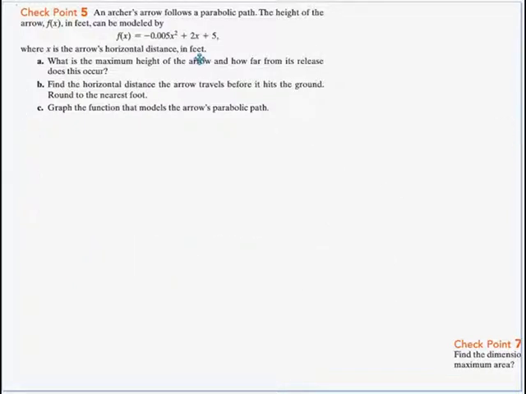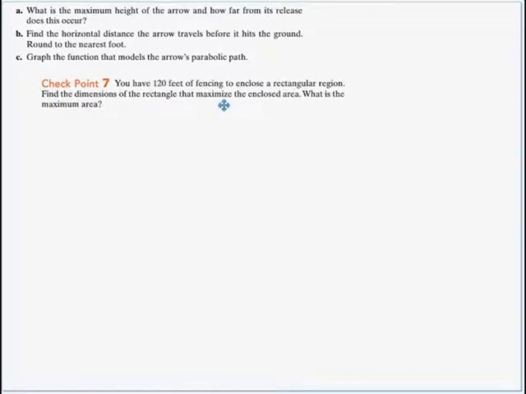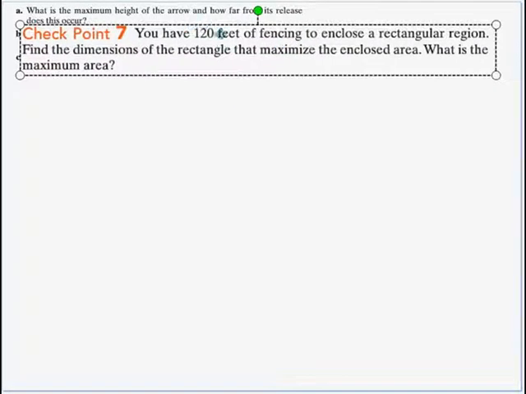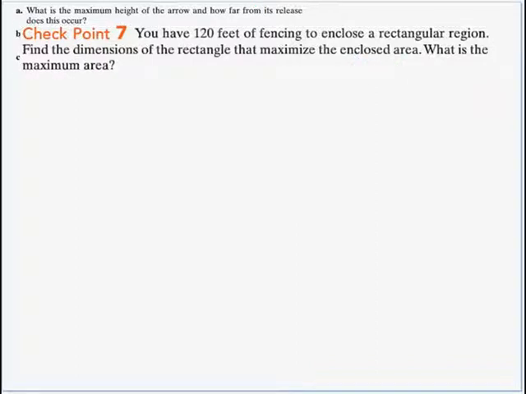All right. Now this is, I should find a better checkpoint question for this. This is exactly the same thing as we did, but they just changed the amount of fence you have now to 120 feet. You're still enclosing a rectangular region. You want to find the dimensions to maximize the area and find that area. So again, we got those steps.